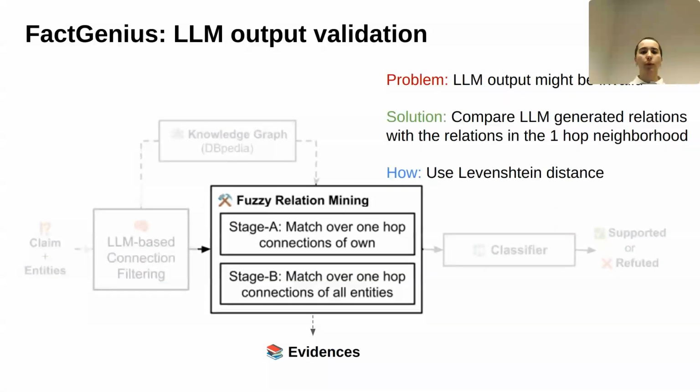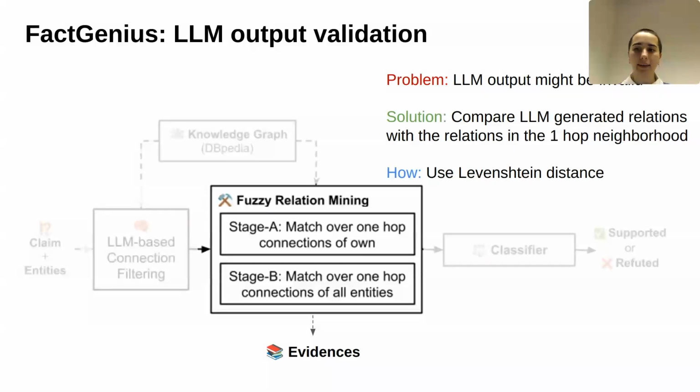Now, one problem that we had with the output from LLMs is that it might have been invalid. That means the LLMs might have hallucinated some slightly wrong relations that are actually not in the input graph, in this big knowledge graph. So in order to address this, what we did is fairly simple.